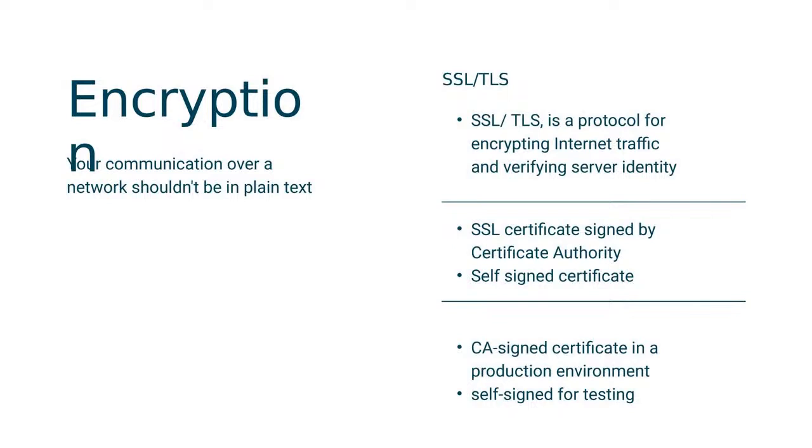This encryption is implemented using SSL or TLS. Now SSL is the older version of TLS. TLS is a more upgraded version, but the term SSL has come to stay and people use it interchangeably. Basically, it's a protocol for encrypting internet traffic. It's meant for two things: one, to encrypt your internet traffic so that a hacker doesn't see things in plain text, and two, to verify the server's identity, to know that the server is exactly who they say they are.